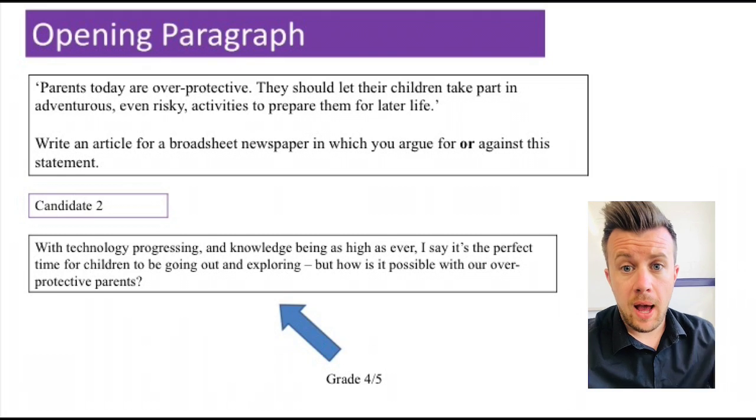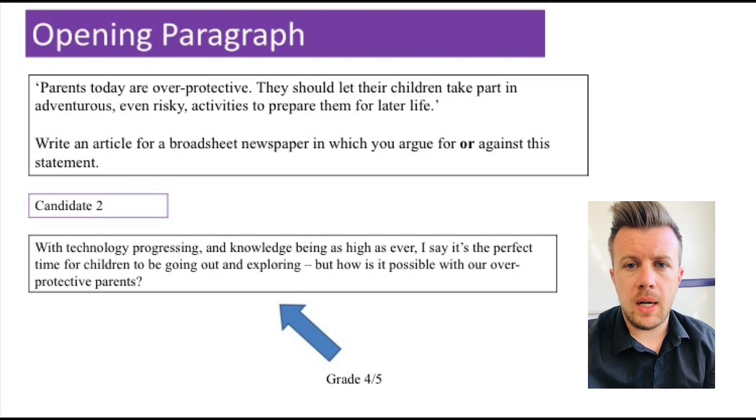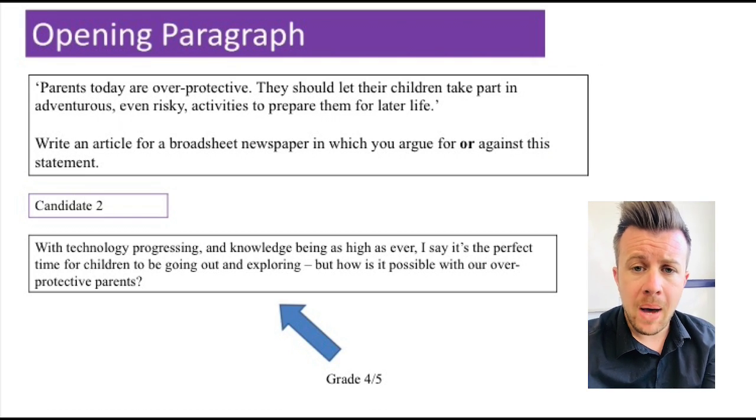So you can see this is an example from the next candidate on this question. I'm going to read through the opening paragraph of this one. With technology progressing and knowledge being as high as ever, I say it's the perfect time for children to be going out and exploring. But how is it possible with our overprotective parents?